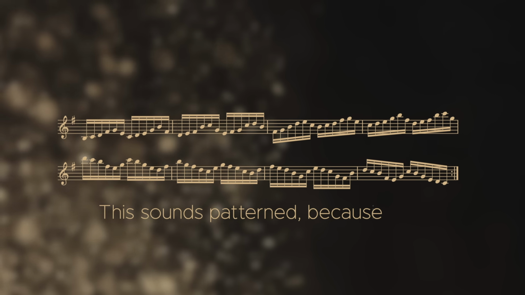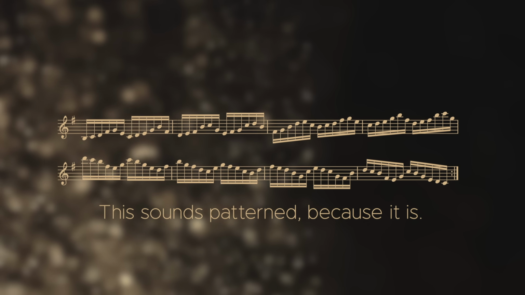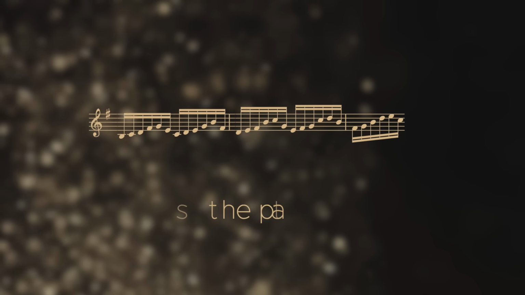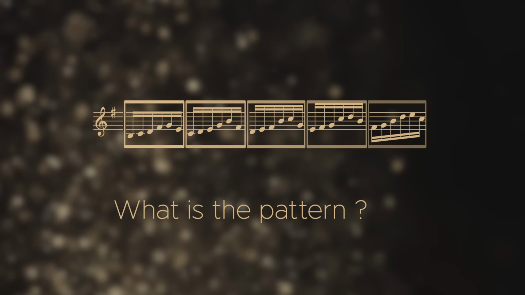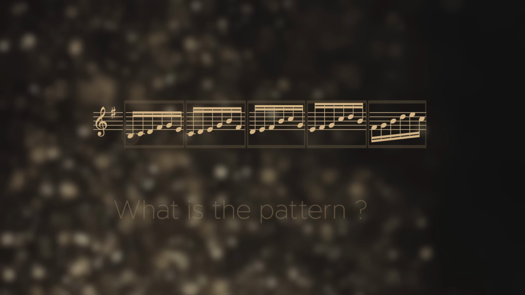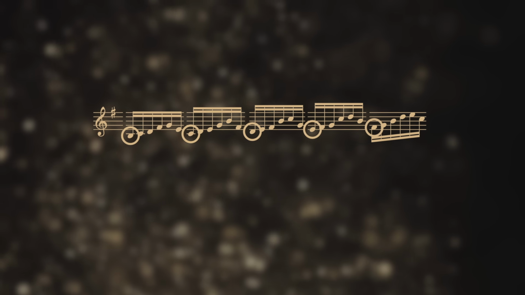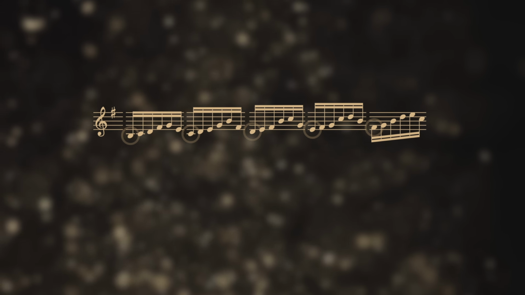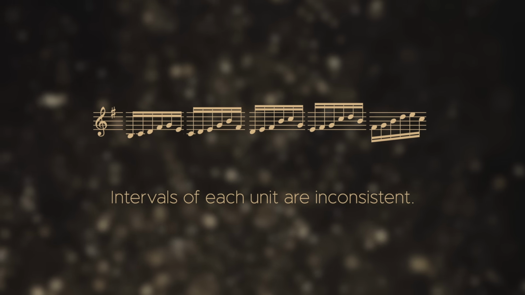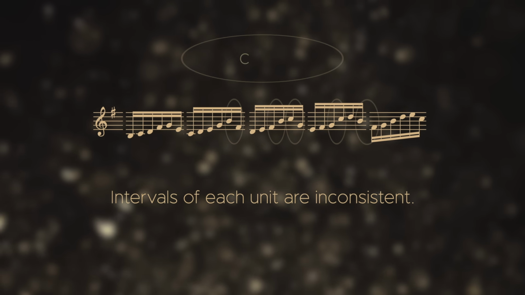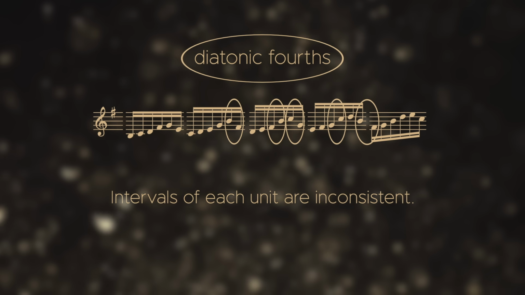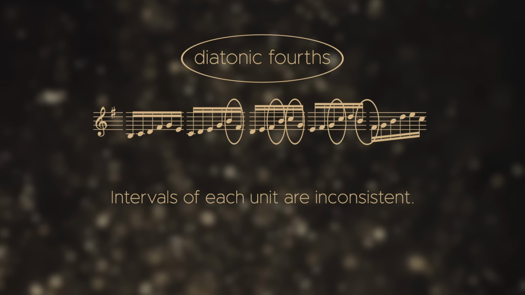The reason this string line sounds patterned is because it is. Looking at the notation though, what is the pattern? You might take these 6 notes as a unit, and I think you should, and notice that the first note of each unit goes up by step. The other notes don't all follow suit. Notice that consecutive notes form intervals that are inconsistent. For example, the first idea doesn't have any fourths, but the next one does.